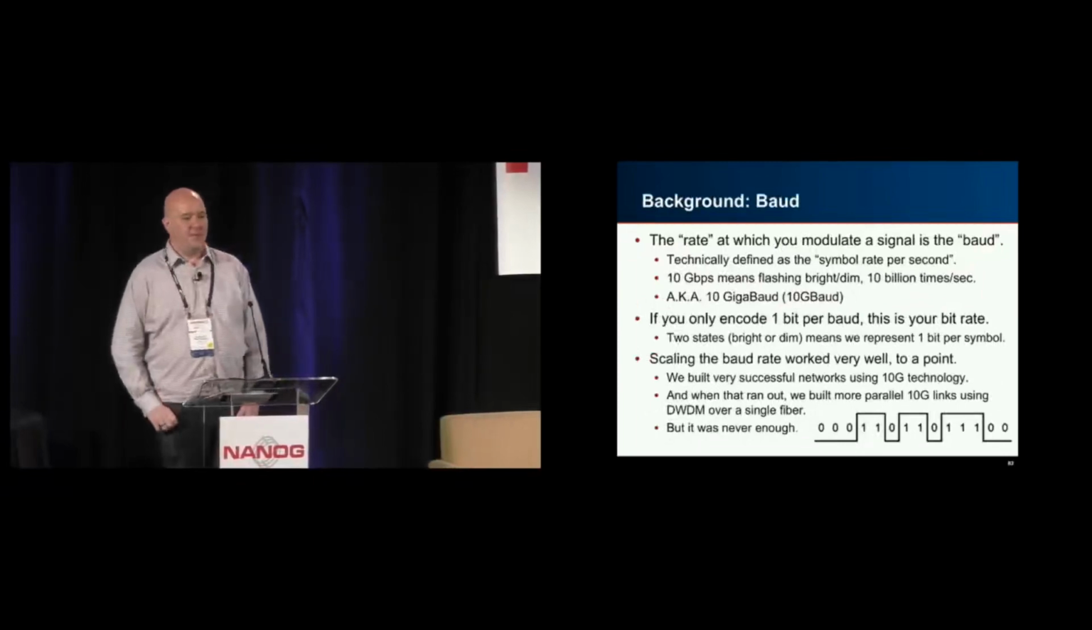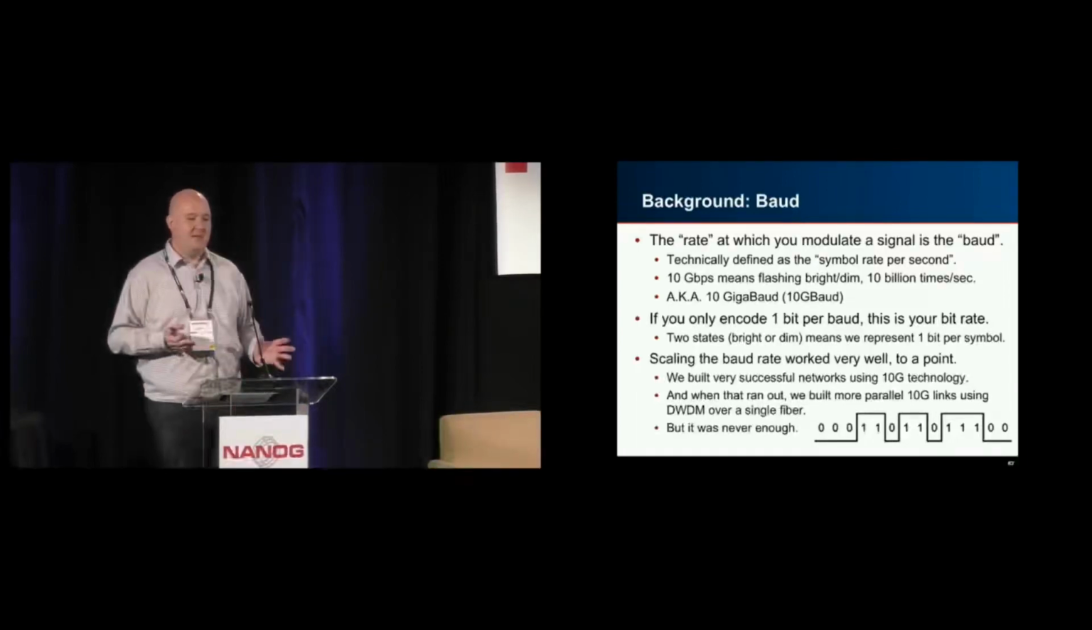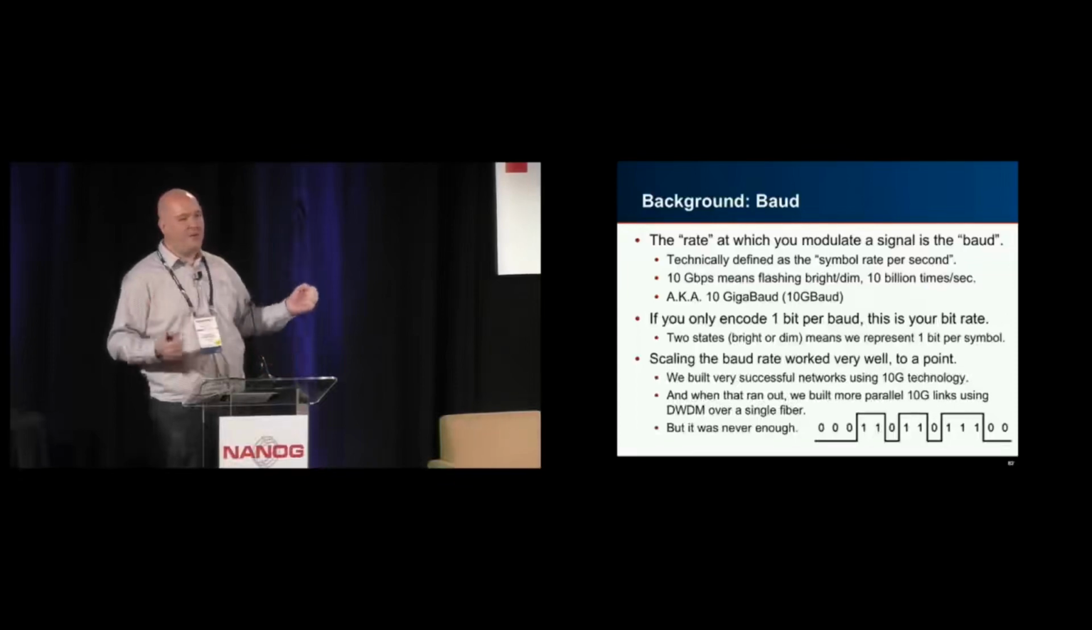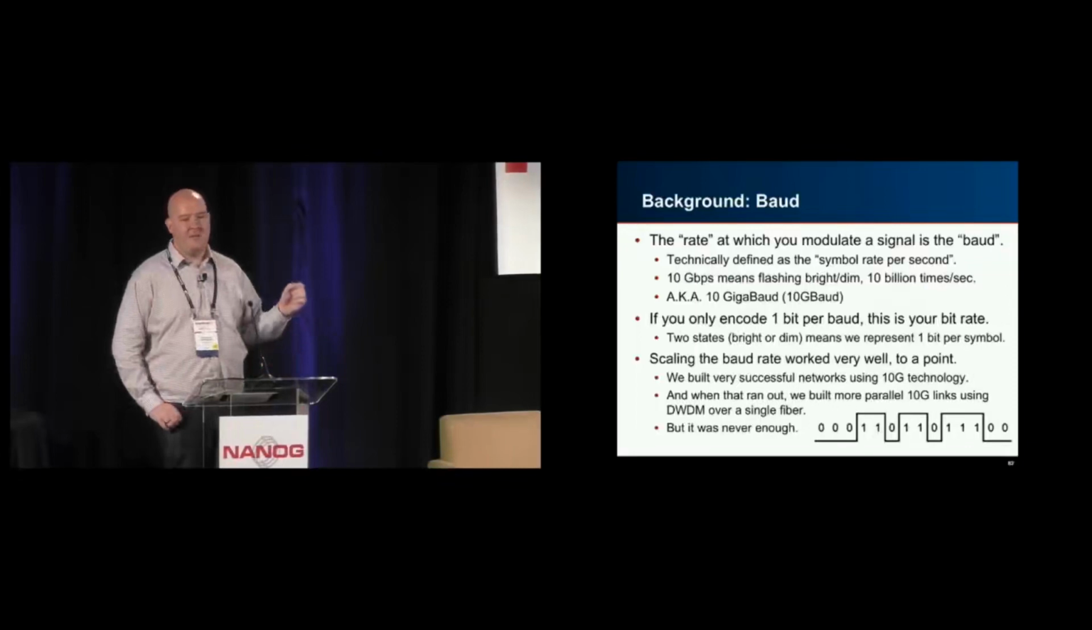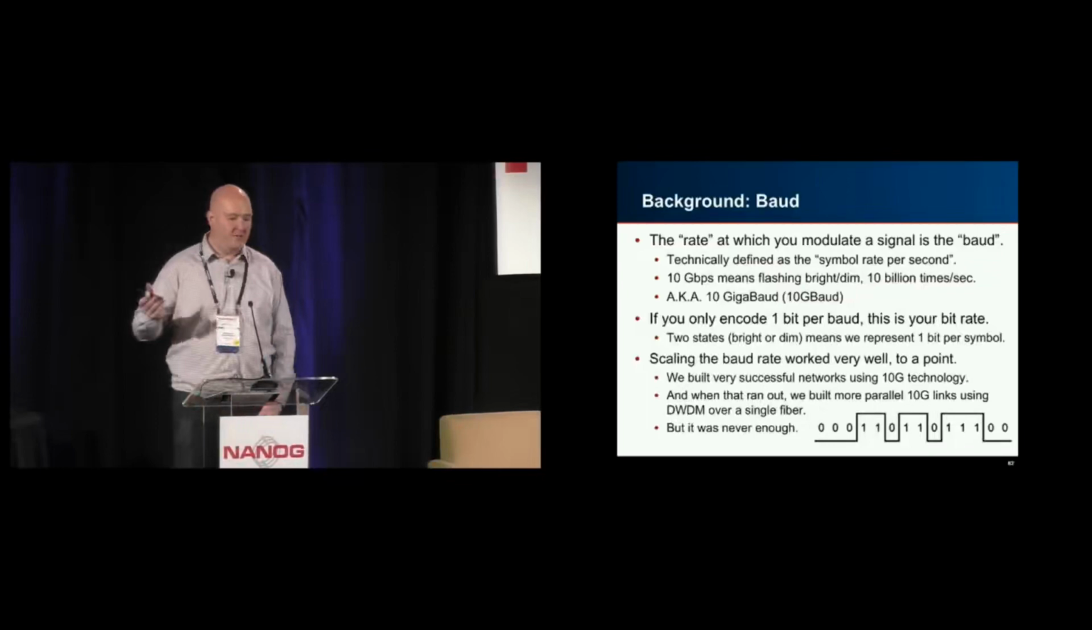The rate at which we actually change a signal is what's called the baud. Technically, it's defined as the symbol rate per second. So when you see a 10 gig signal, when you go out and buy a 10 gig Ethernet port, what's happening is you're actually flashing from a bright to a dim 10 billion times per second. That translates into gigabaud. So in this case, it's a direct mapping. We encode 1 bit per baud. We have a bright or a dim, so we know a 1 or a 0, and we just change the speed at which we flash the light really quickly.